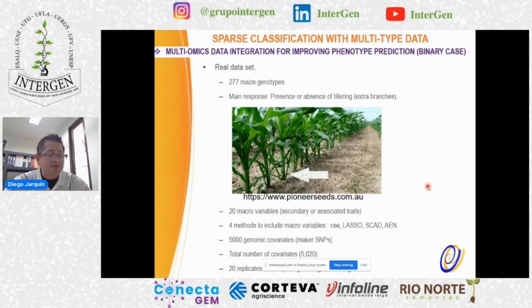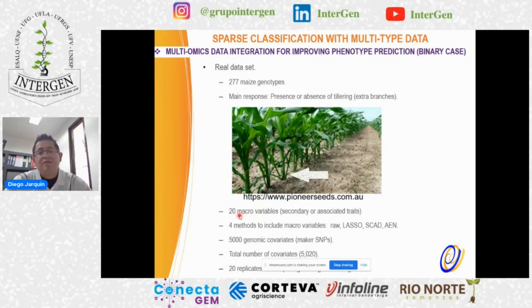So we are going to present results using two real data sets. We have simulations, but we don't like simulations too much. So we have a data set of maize with 277 genotypes, and the main response was tillering, presence or absence of tillering, the extra branches here. There are some maize breeders that believe that when you have extra branches, it reduces the yield potential. Other breeders say that it doesn't matter. So we were just interested in analyzing this data set.